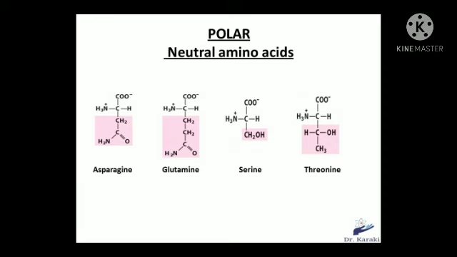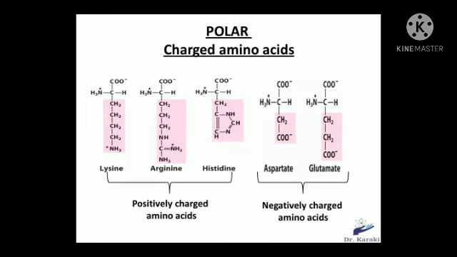The second are the polar and charged amino acids. As you know, they can be of two types, positively charged or negatively charged. If they are positively charged, there are three: lysine, arginine, histidine. And if they are negatively charged, there are two: aspartate and glutamate. Aspartate is CH2COO negative, and its homolog is glutamate, which carries an excessive CH2 group, so it is CH2CH2COO negative.